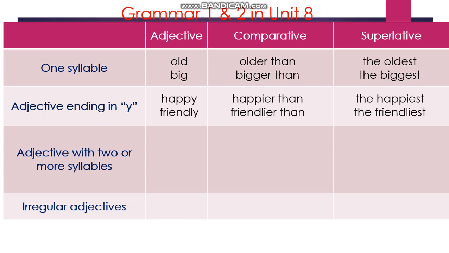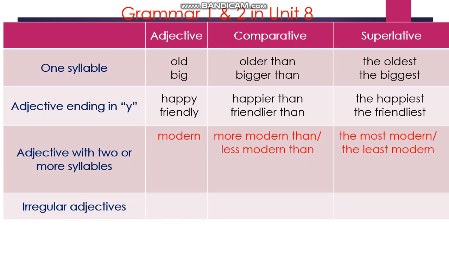Look at adjectives with two or more syllables. Example, modern. Modern has two syllables. Comparative, we use more modern than or less modern than. And superlative, we will write the most modern or the least modern.